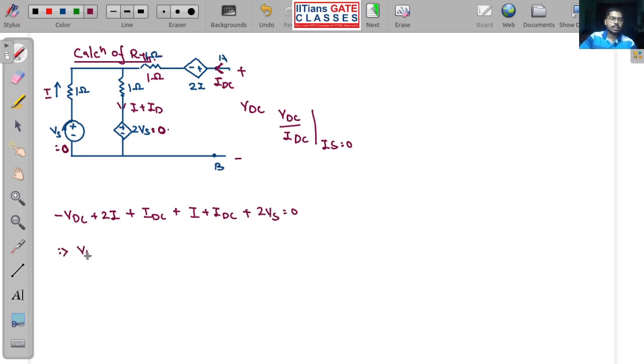So now VDC is equal to 2I plus I, that is 3I, plus IDC plus 2 IDC, plus 2Vs. Okay, 2Vs is actually equal to 0, so this will go out. Sorry, I forgot actually.